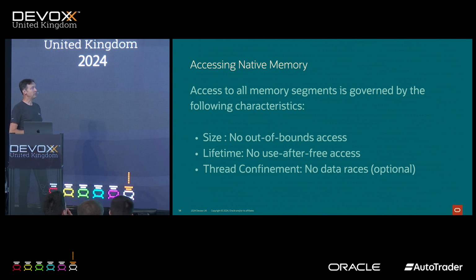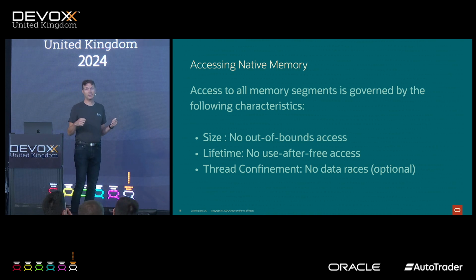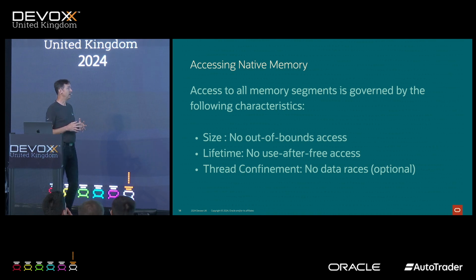And there's also a thread confinement constraint, which is optional. Then you can say that I'm only allowed to use this memory segment by this thread. And that prevents, for example, data races or inconsistencies across threads.